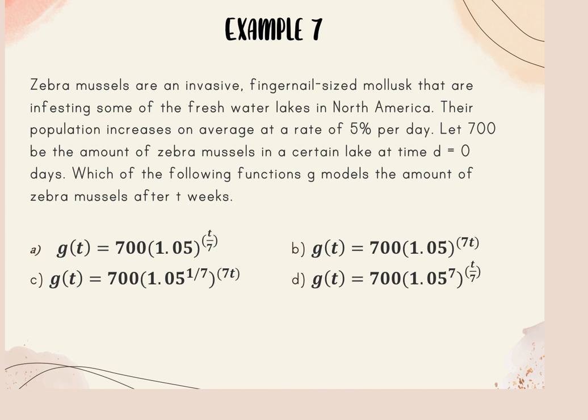I'm going to let you think about it. Okay, so think about what it's saying. First of all, it says it increases. If there was something like a 0.95, I would have ruled that out because that would be a decrease. It increases at an average rate of 5% per day, so that's per day. If I just wanted to know how many days, it would be your typical T on the outside. But then it says let 700 be the initial amount, so I would check to make sure they're all 700, and that the 1.05 is there. They are. But then it asks which function models the amount of zebra mussels after T weeks.